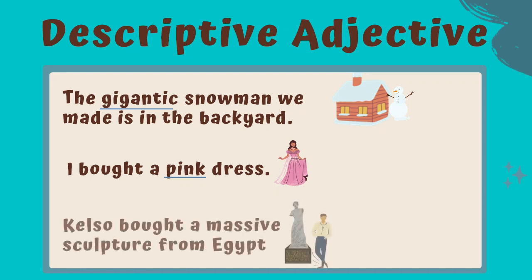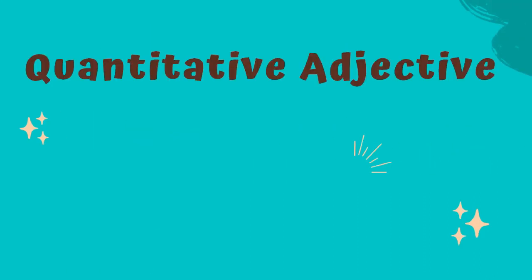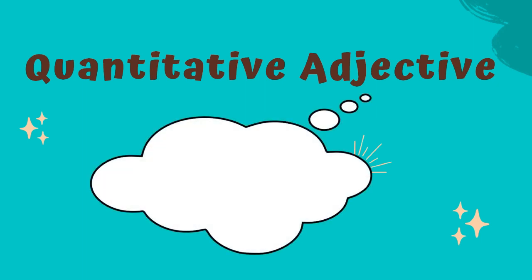And lastly, we have Kelso. Kelso bought a massive sculpture from Egypt. The sculpture is being described as massive or very big. Now let's move on to the next type of adjective. Our second type is quantitative adjective. In here, we are literally referring to the number.